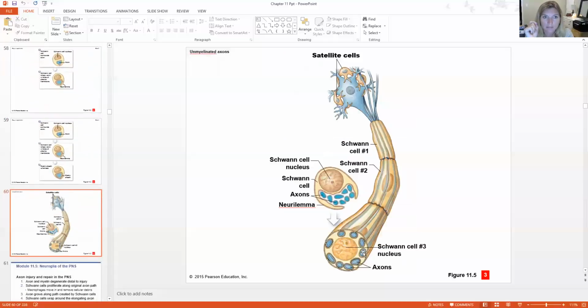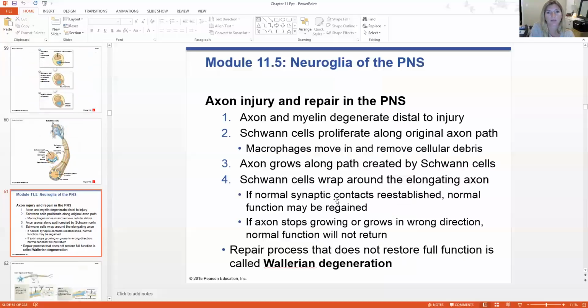There it is again. Unmyelinated. These unmyelinated axons, again, they have the Schwann cells, but the axons themselves are not individually wrapped. So the Schwann cells are still there, but they don't have the same role in propagation of action potentials and protecting the axons like in the myelinated ones. So that's a big difference.